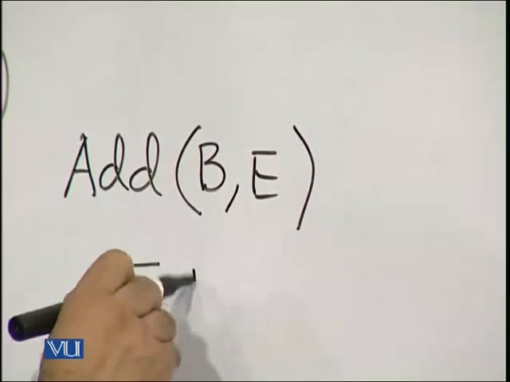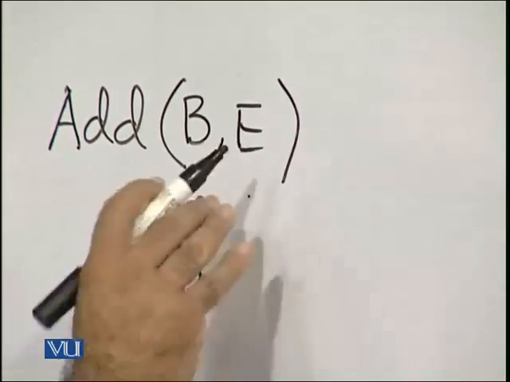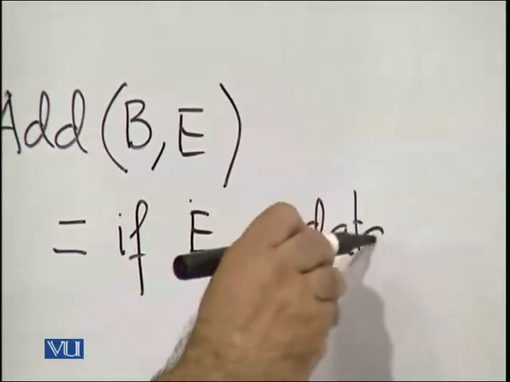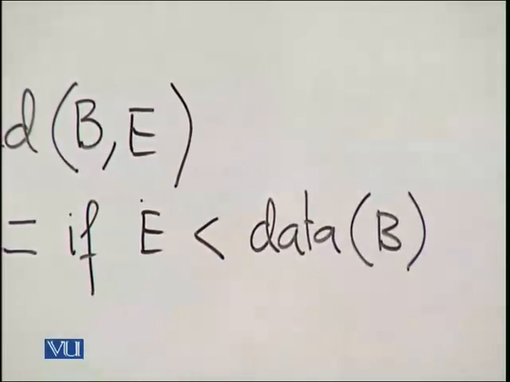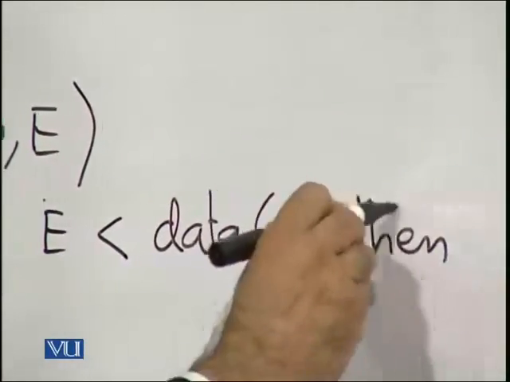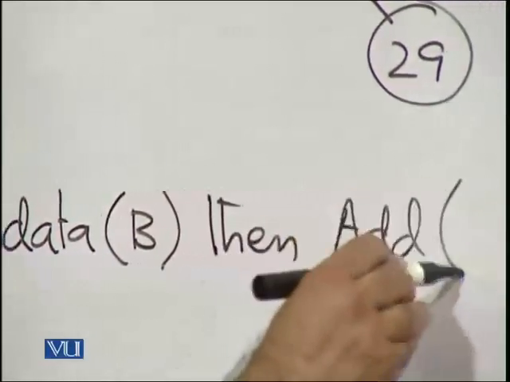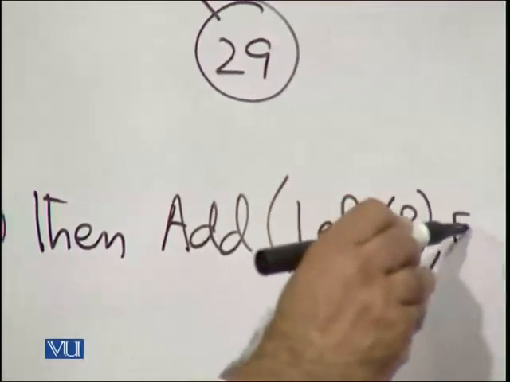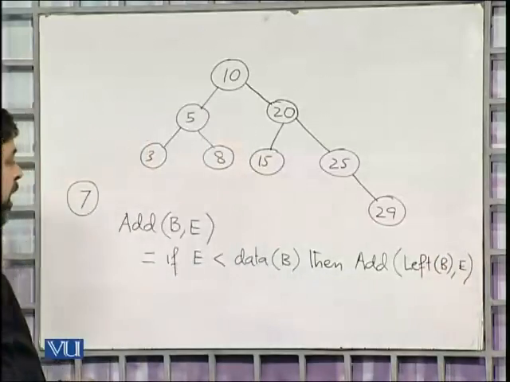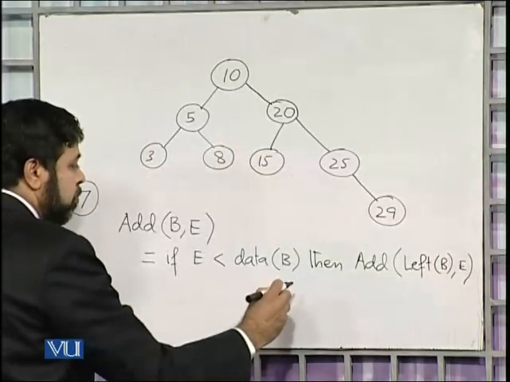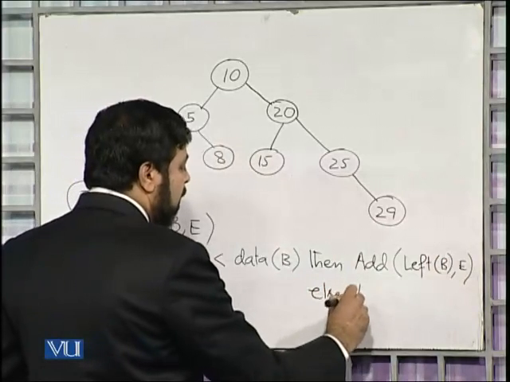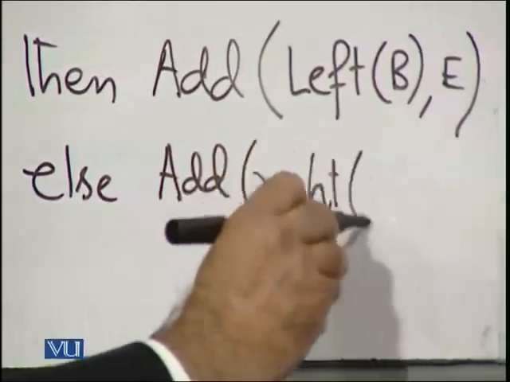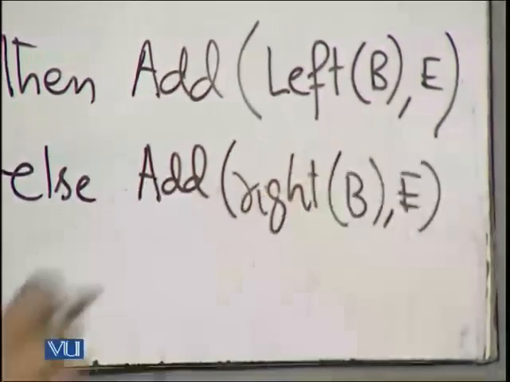and the axiom says that if E is less than data in B, then I add in the left of B the element that I need to add, else I add to the right. So this is the axiom.